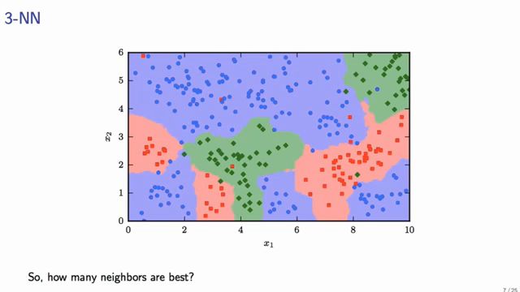Looking at our example dataset again, we can see that if we chose k equals 3, there already seems to be less overfitting and better generalization. So the obvious question is, how do we choose k?